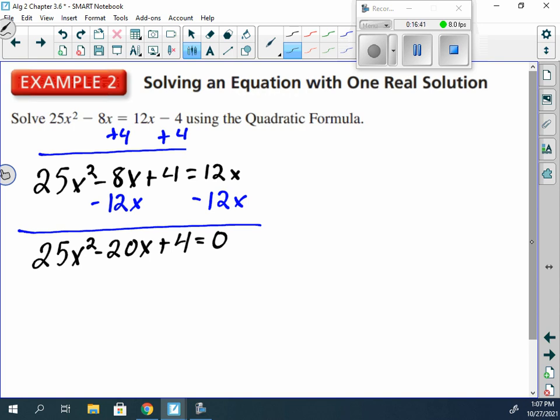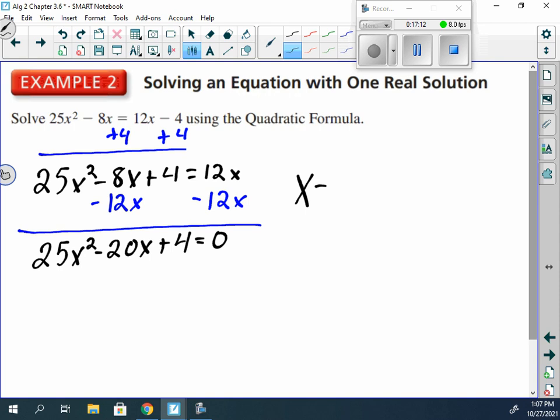Any questions on any of this here? Now we could have done this in either order because we could have subtracted 12x first, or we could have added 4 second, or done it this way here. Either way works out, we'll get the same thing. Because the main step to this is getting it equal to 0.